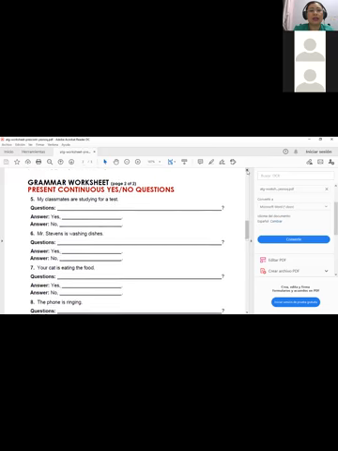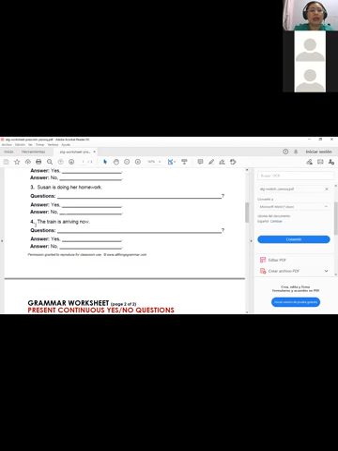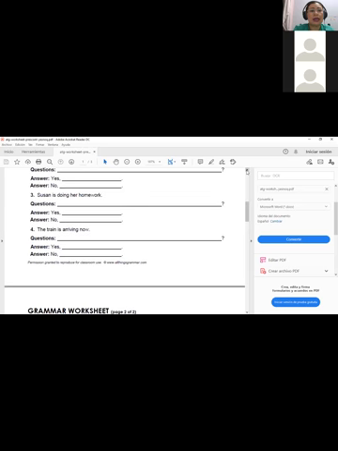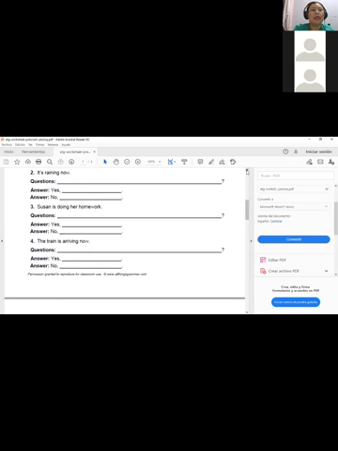For example, voy a hacer otra, ¿verdad? Por ejemplo aquí, vamos a retomar la que nos dijo Amilka. Susan is doing her homework. Is Susan doing her homework? Esa es la yes, no question. Pero una WH question, ¿cómo me quedaría? What is Susan doing, ¿verdad?